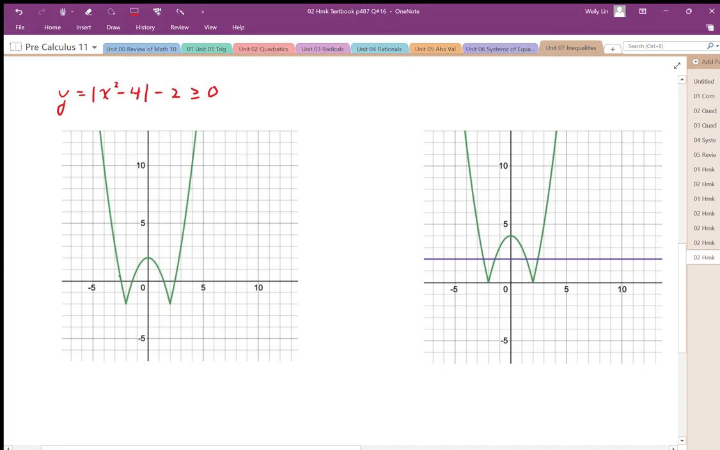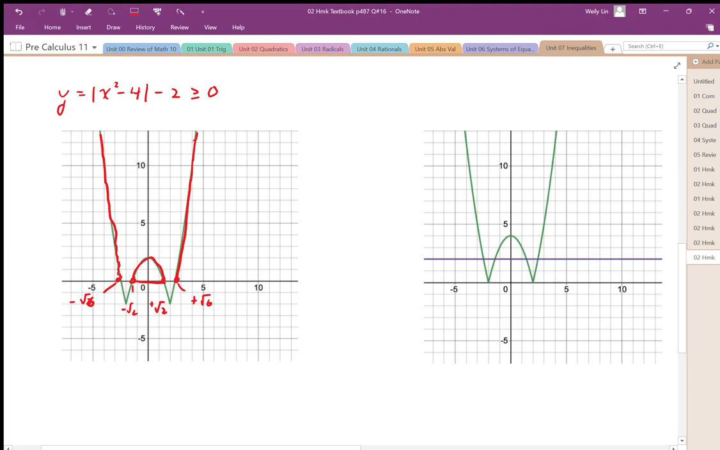and I'm looking for the parts that are bigger than 0, so this portion here, this portion here, and this portion here. So the solution on the number line is between negative root 2 to positive root 2, and then this would represent negative root 6 and less than negative root 6, and then this would be positive root 6, and we're looking for the parts that are greater than positive root 6.